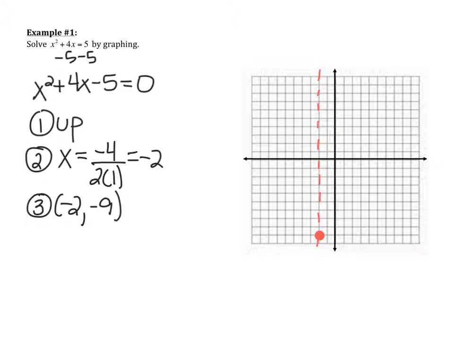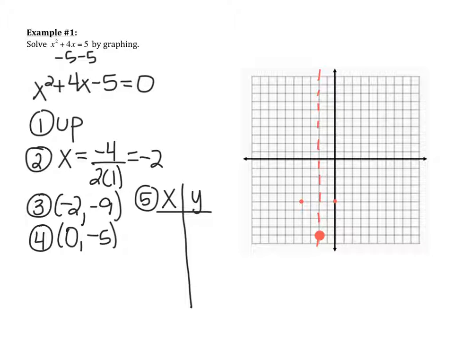So there's my vertex. Step 4 is to find the y-intercept, which, as long as your equation's in standard form, is your c value. So my y-intercept is (0, negative 5). So I can go to the y-axis at negative 5, 1, 2, 3, 4, 5, and put a dot. And I know that due to symmetry, if this is 2 units to the right of the axis of symmetry, then I'm going to have a point 2 units to the left. So I'm also going to put a dot right there.